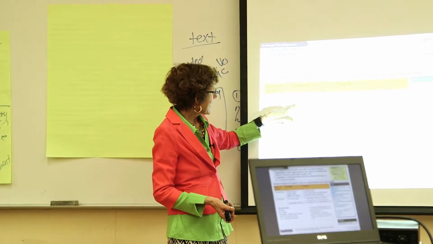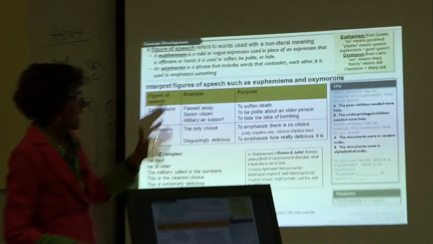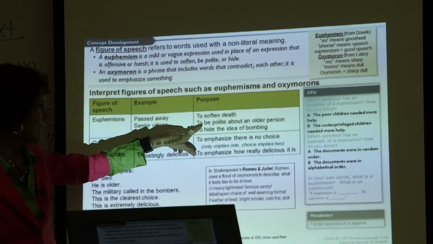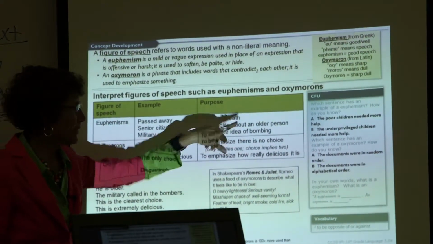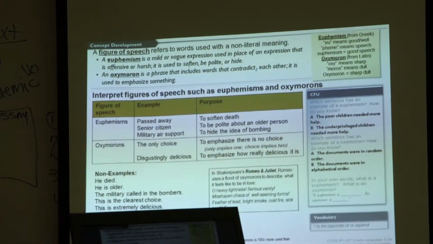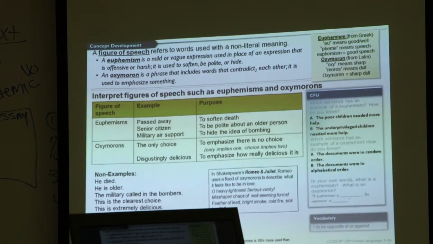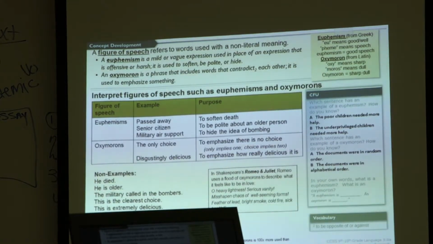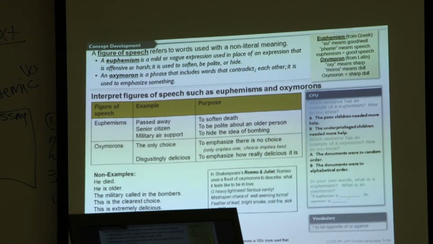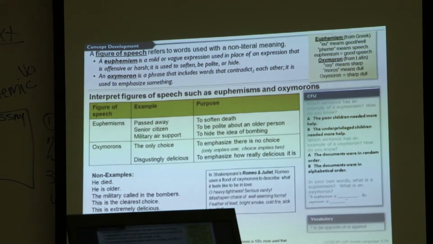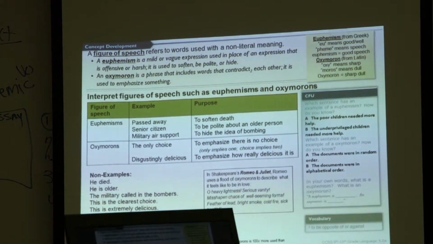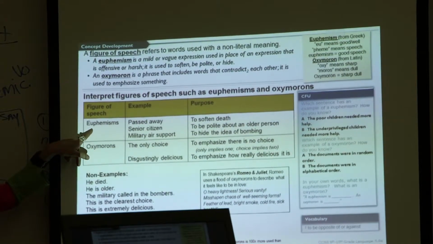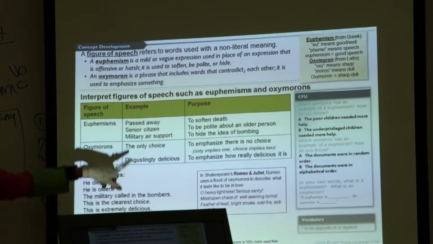Let's read that. Senior citizen. And what is the purpose of using senior citizen? Let's read it. To be polite about an older person. So a lot of times you're going to say, oh my gosh, she's a senior citizen, because you're not going to want to say, she's so old. So what you're trying to do is very polite, isn't it? So what do we use to be polite? Let's all read it. We use a euphemism.